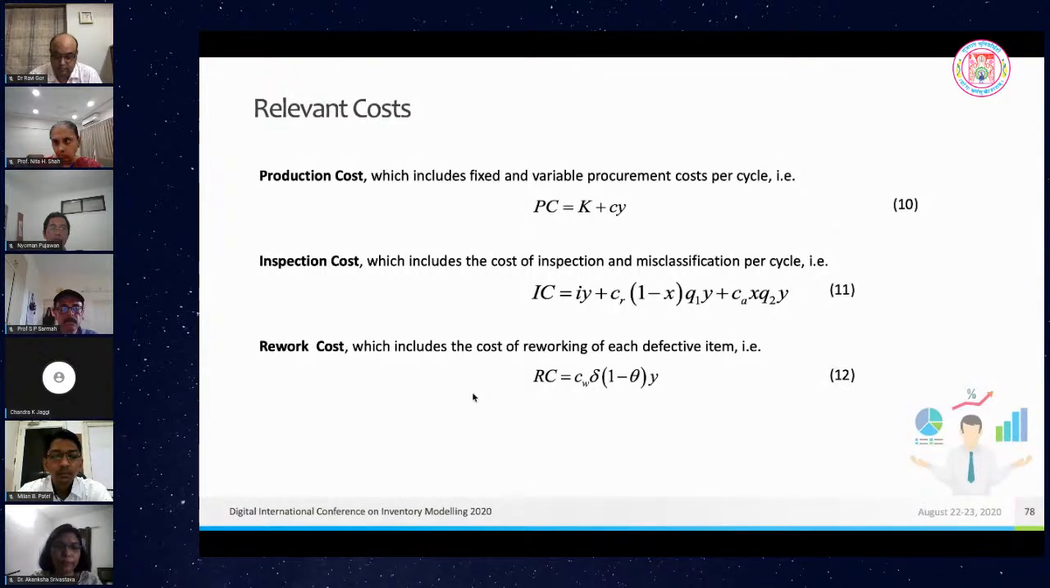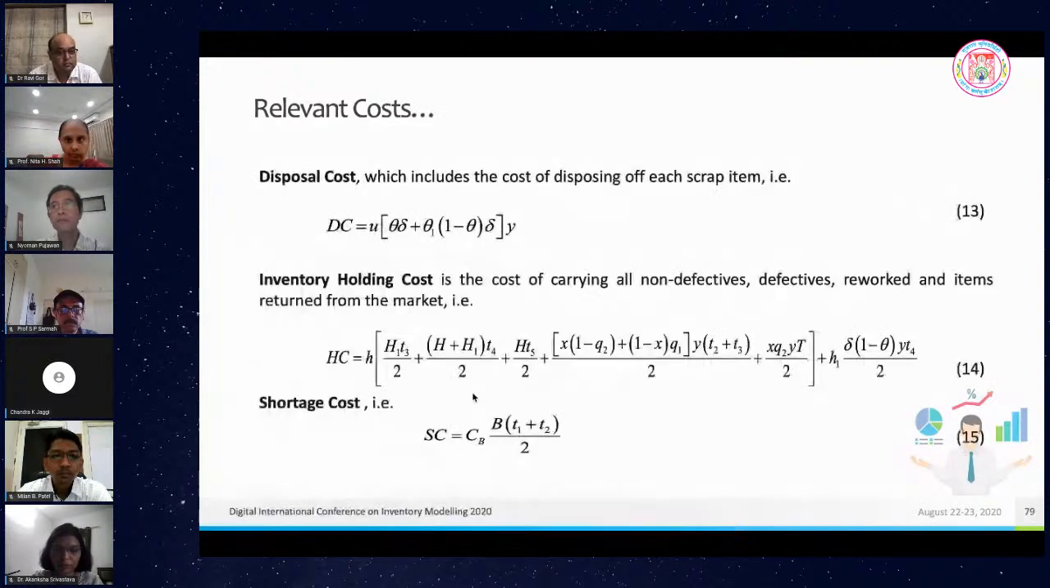This is a production cost, then an inspection cost, then a rework cost. Next one. This is a disposal cost. Basically, whenever after the rework the item cannot be reworked or nothing can be done, it goes into the scrap.